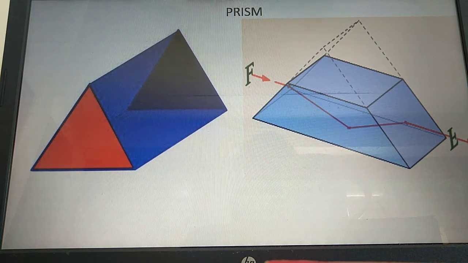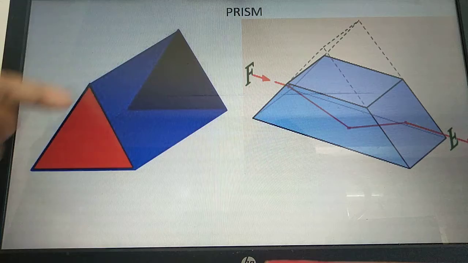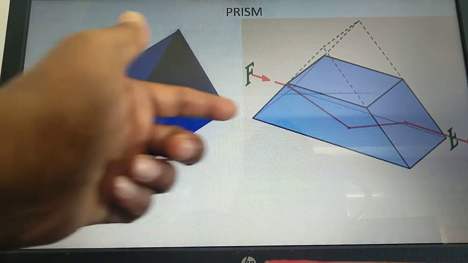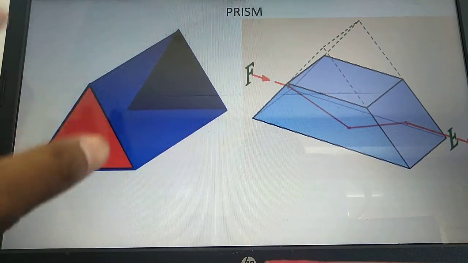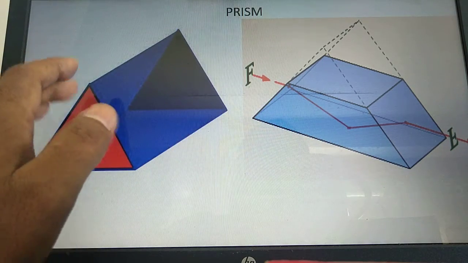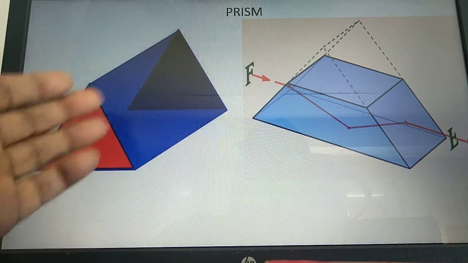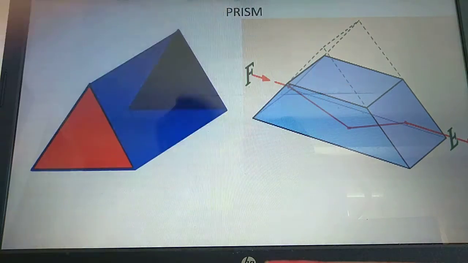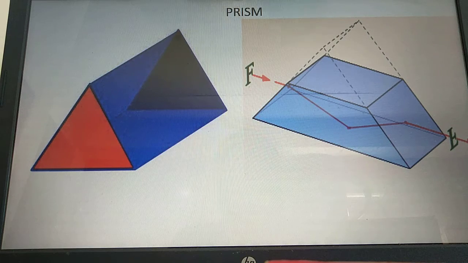What is a prism? A prism is a transparent medium bounded by two inclined surfaces. Usually when we say prism, we mean this body. Basically this is a prism and this one is also a prism. That means a transparent medium bounded by two inclined surfaces is known as a prism.